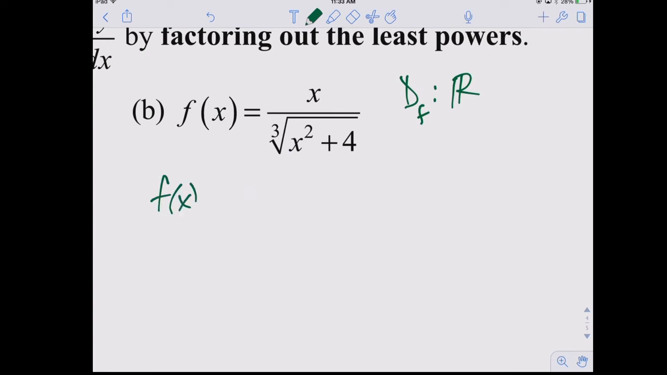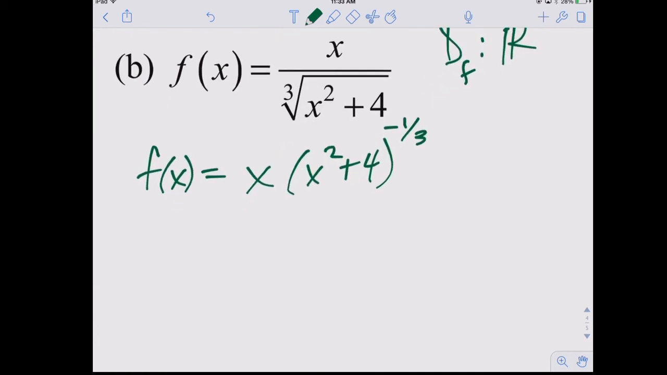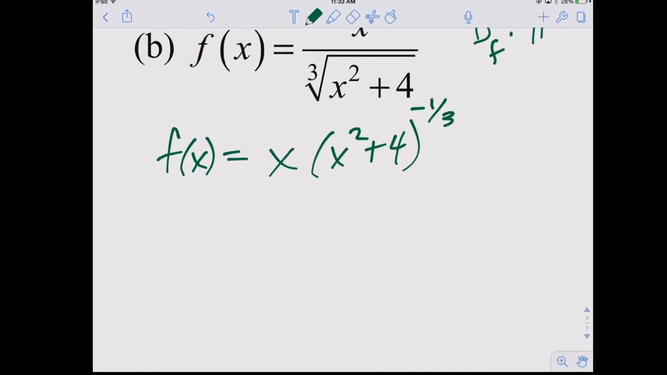You have the option. I am going to bring that to the top and call it to the negative one-third. Now, notice you're not really on cusp alert here because your exponent is already negative. You're bringing it already from the denominator. You could use the quotient rule if you'd like, but I'm going to use the product rule here.